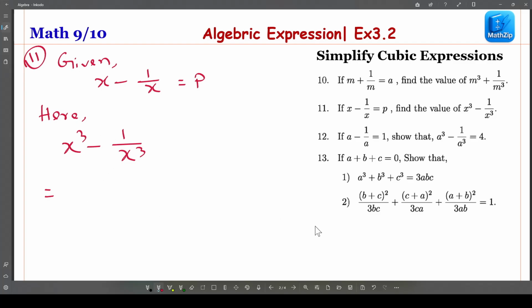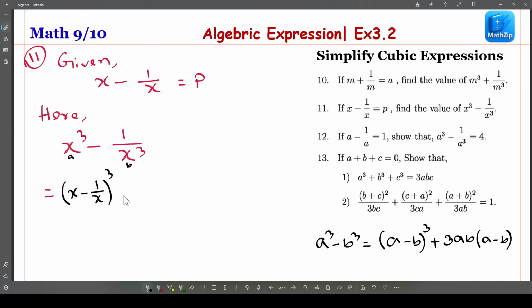We know the rule, which is a cube minus b cube. It means a minus b whole cube plus 3ab times a minus b. Therefore here x is a and 1 by x is b. So we can write a minus b, it means x minus 1 by x whole cube, then plus 3, a means x, b means 1 by x, times a minus b, it means x minus 1 by x. Now we can put the value, x minus 1 by x means p.